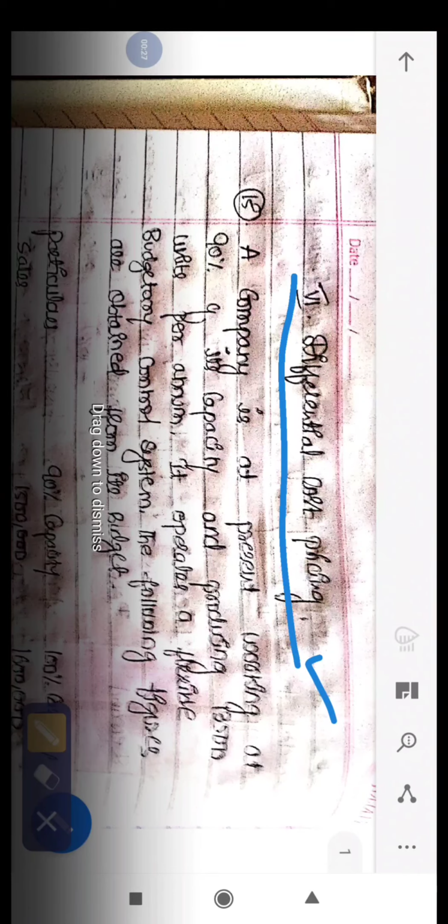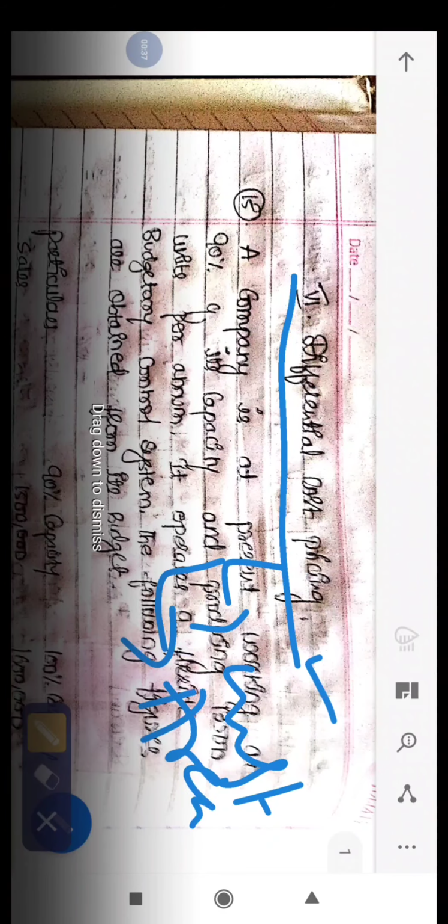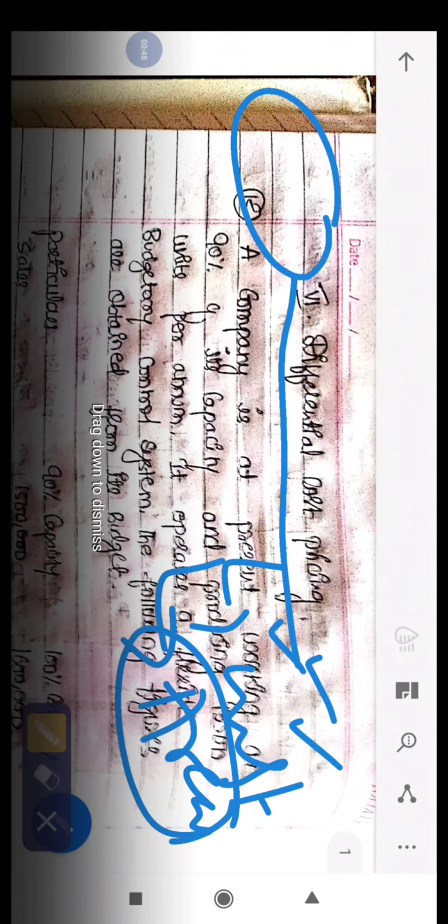So differential cost pricing means charging different prices to different customers and in different areas, like charging one price for one customer, another price for another customer, and also one price in one specific area, and in another area the price will be different. That is called differential cost pricing. For example, if we are selling goods within India, the price will be different; if we are exporting the same goods, the price will be different.